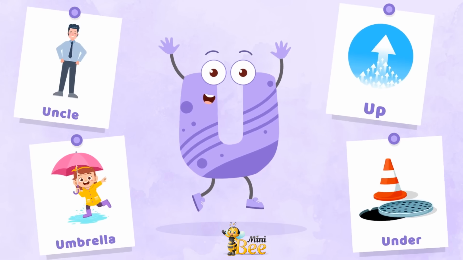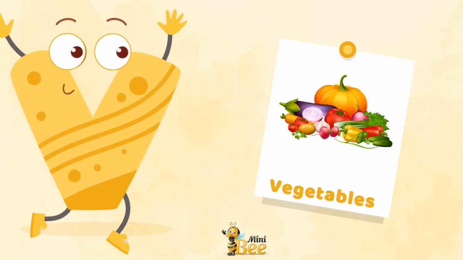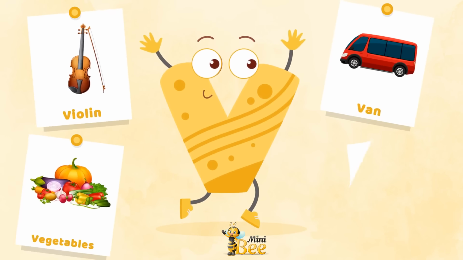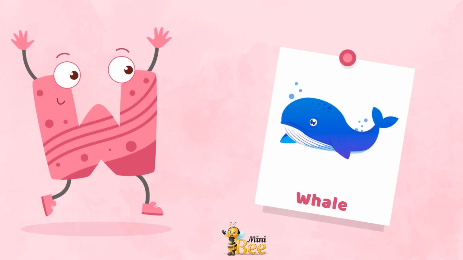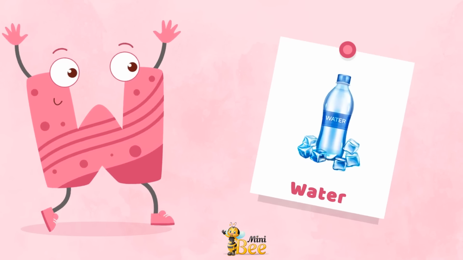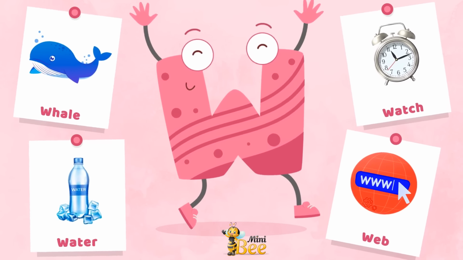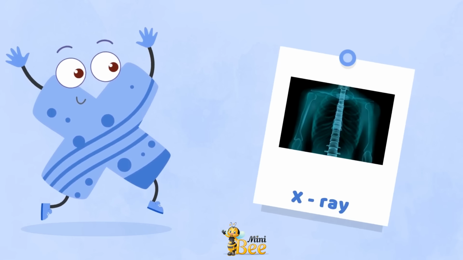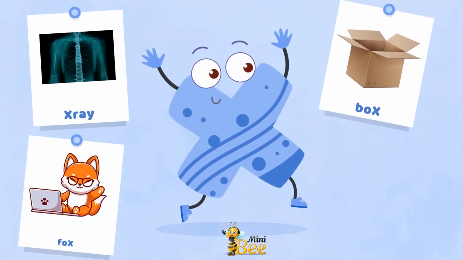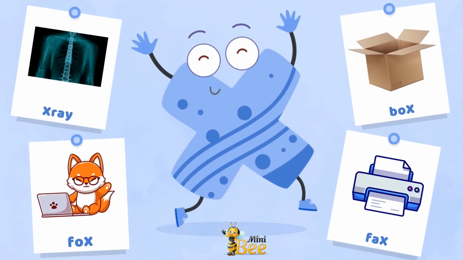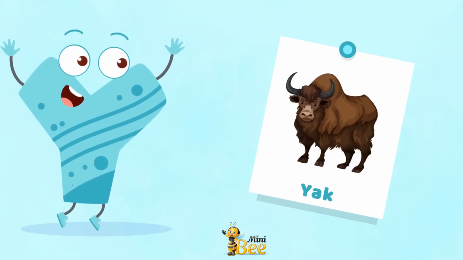That's the letter U. V for violin, V for van, V for vegetables, V for violet. That's the letter V. W for whale, W for watch, W for water, W for web. That's the letter W. X is for x-ray, X is for box, X is for fox, X is for fax. That's the letter X. Y is for yellow, Y is yarn, Y is for yak, Y is for yacht.